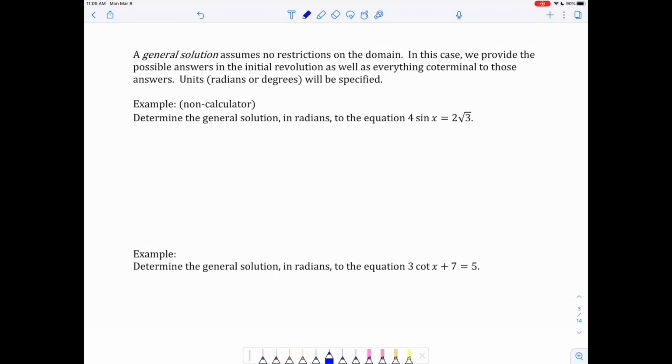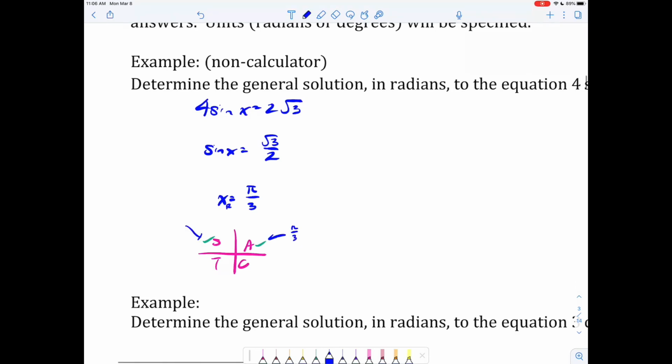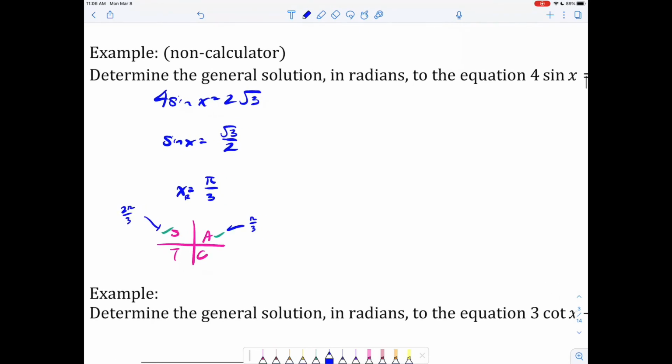Initially, it starts off the same way. We have to isolate x. We have to find that reference angle. So sine of x is root 3 over 2. X is like 60 degrees, but we are in radians, so that's pi over 3, and that's my reference angle. Looking at quadrants 1 and 2: in quadrant 1, we're talking about pi over 3. In quadrant 2, 2 pi over 3.